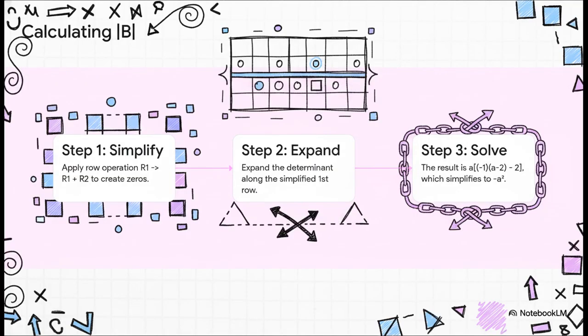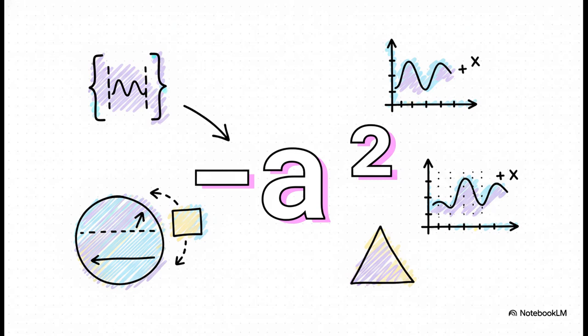Okay, now let's see what happens with matrix B. We'll use a similar trick, this time with a row operation, to get a couple of zeros in the first row. But when we expand along that row, something totally different happens. Unlike matrix A's constant identity, B's determinant is completely tied to our variable a. And there you have it. The determinant of matrix B isn't a constant at all. It's -a squared. The identity of this matrix literally changes depending on what a is.